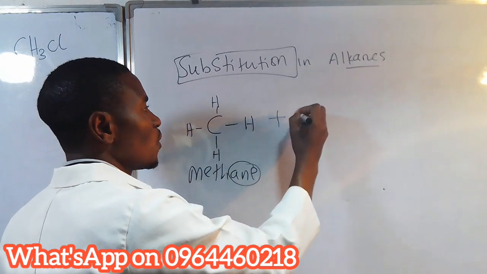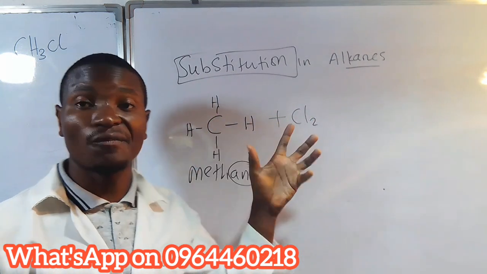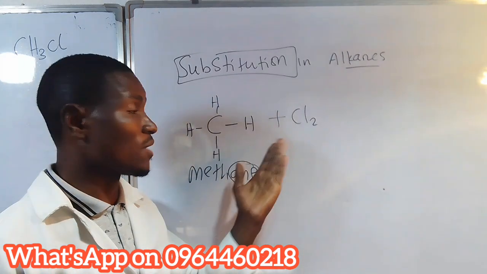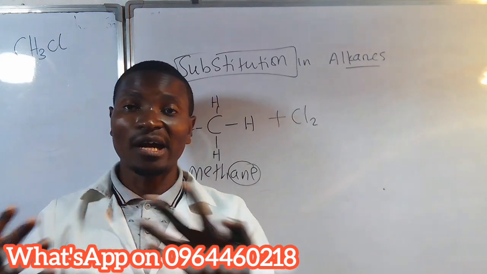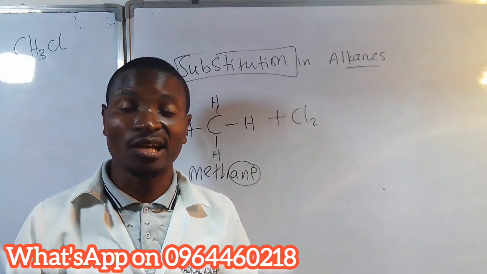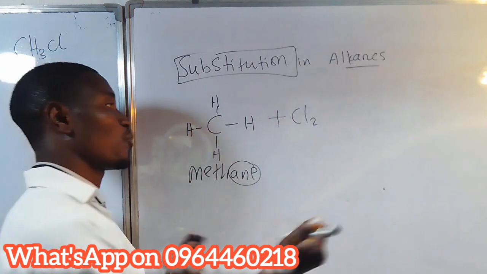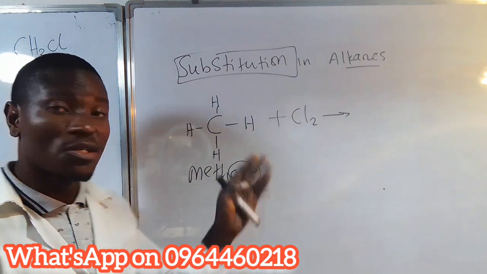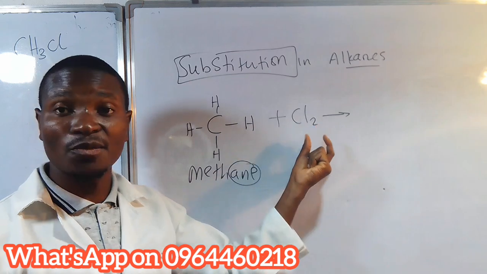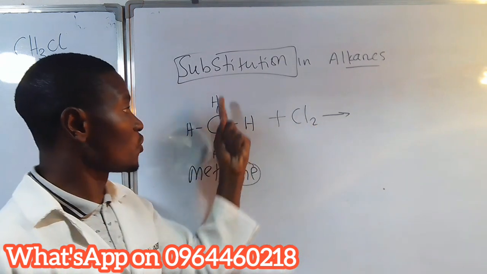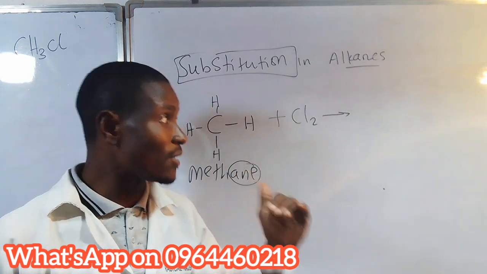So we can react this one with chlorine, one of the most common elements. Once we react with this one, we expect this kind of reaction called a substitution reaction to happen. So what is the product that is going to be formed? When you talk about substitution, you're saying that two atoms of chlorine, or even just one, is going to substitute either one atom of hydrogen or even two atoms of hydrogen. Now let's see how this happens.